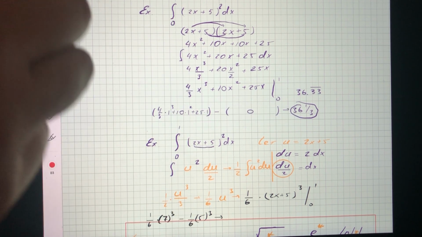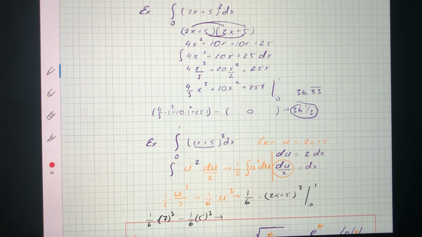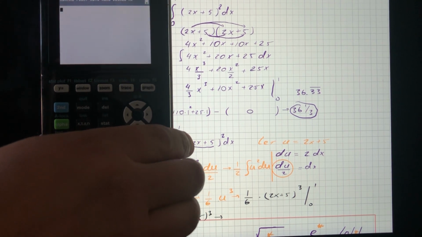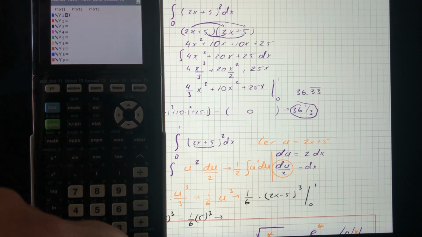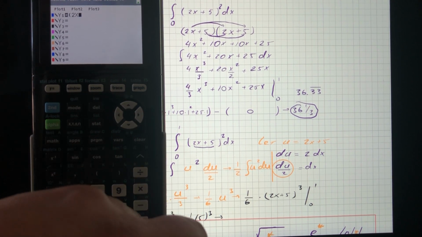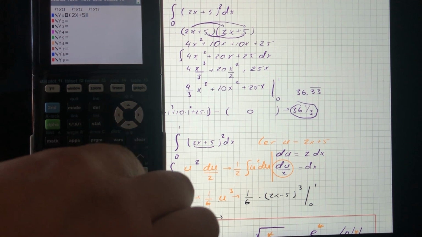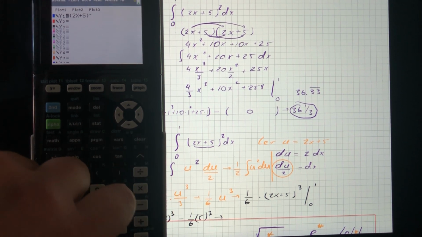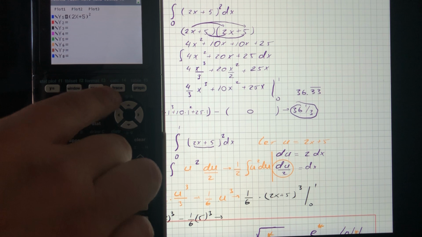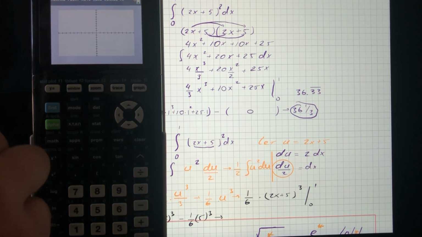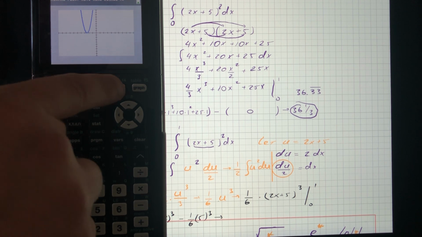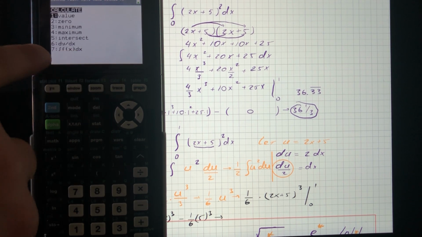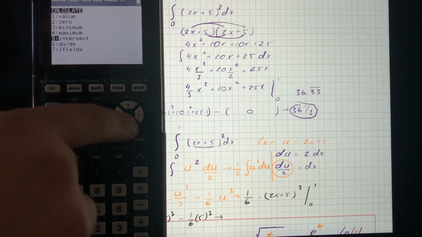Let's also use the calculator to check the result, because we can do this with technology as well. So here is our calculator once again. Let's type in our equation just the way it used to be, 2x plus 5 to the power 2. And here it is. So let's make a picture of it. This is the standard window from -10 to 10. And let's make a calculate, second calculate. The last choice is integral of a function.